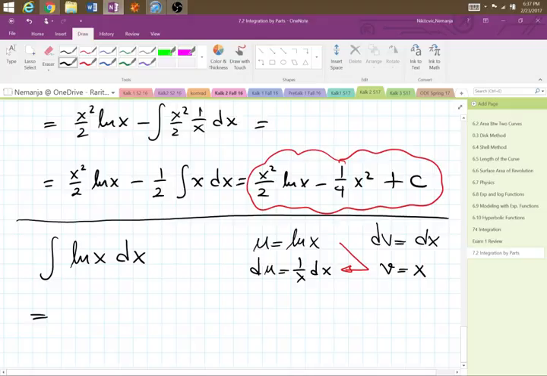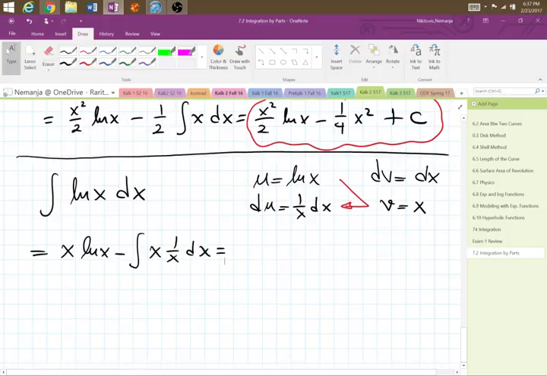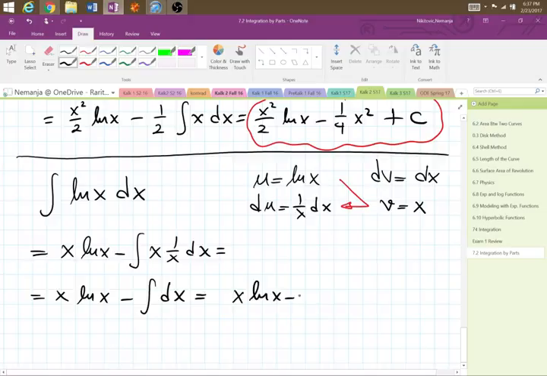Okay. What do we get? We get x ln x minus the integral of x times 1 over x dx, which cancels. I'll go to the next line. So x ln x minus the integral of dx, which is x ln x minus x plus c. And I'll put this for Alex in the cloud.